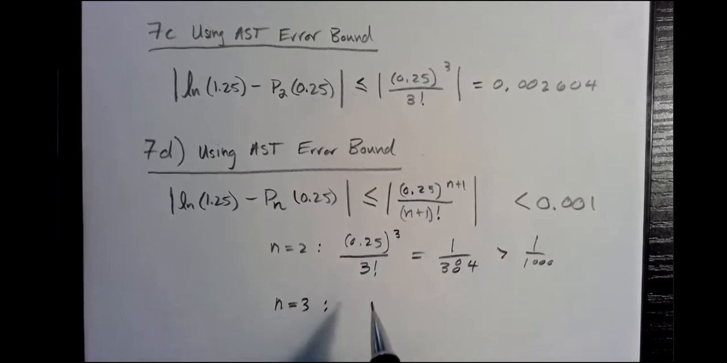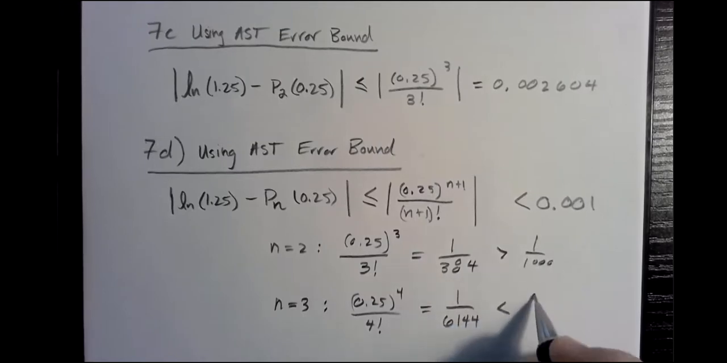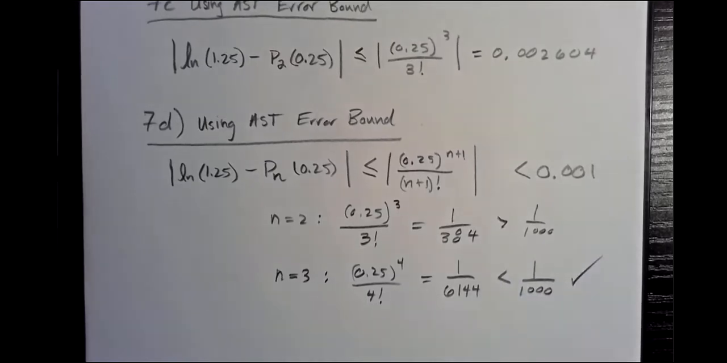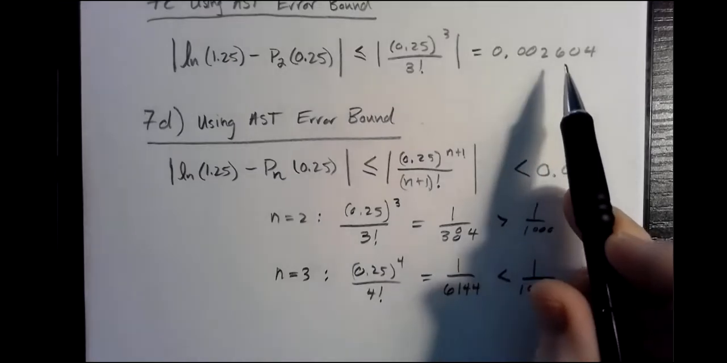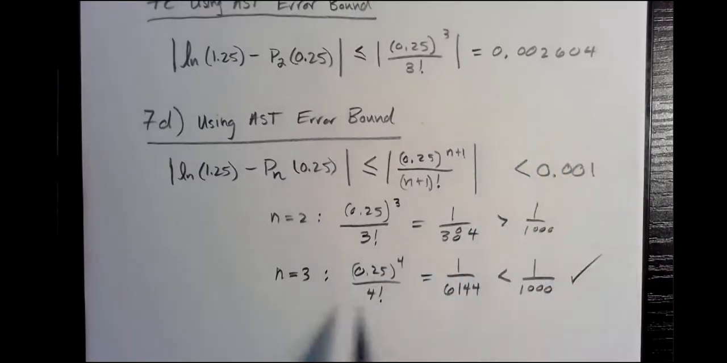Well, let's look at n equals 3. That would be 0.25 to the 4th power over 4 factorial, which is equal to 1 over 6,144, which is less than 1/1000th, as required. So the Lagrange error bound said we needed at least the 4th degree polynomial, but the alternating series bound gets us a tighter bound, right? The error bound is always going to be smaller than the Lagrange error bound. So in that case, it's tight enough that we actually can prove that we only need 3 terms to have an error of less than or equal to 1/1000th.